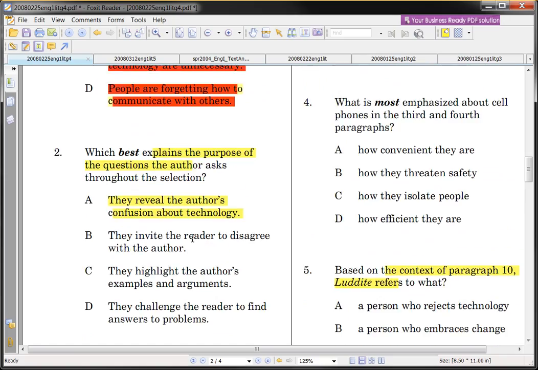So, tip 3, read the questions first. Tip 4, the answers tend to be in order.